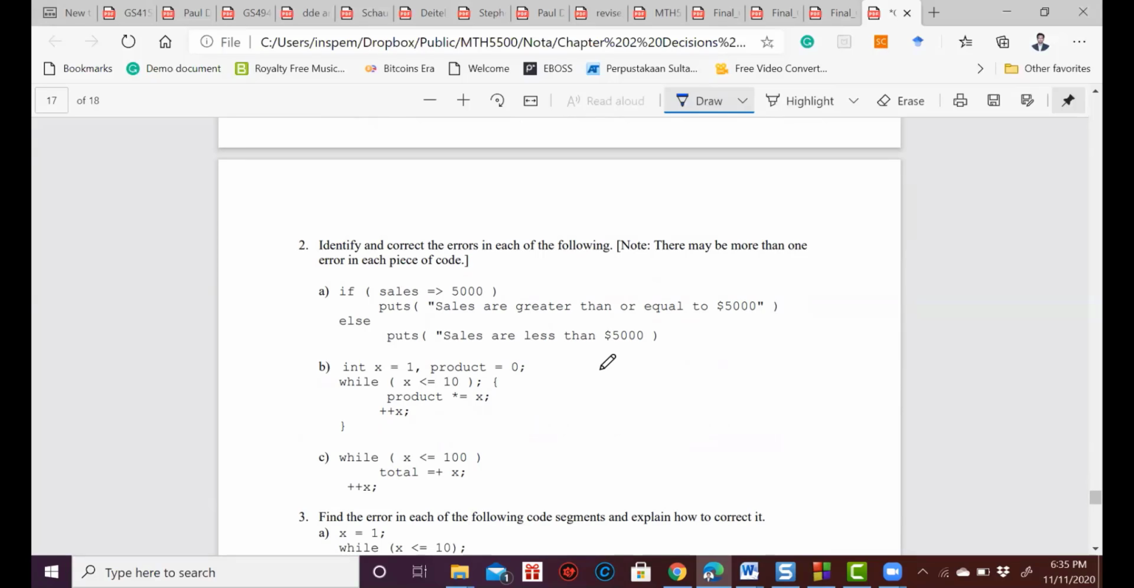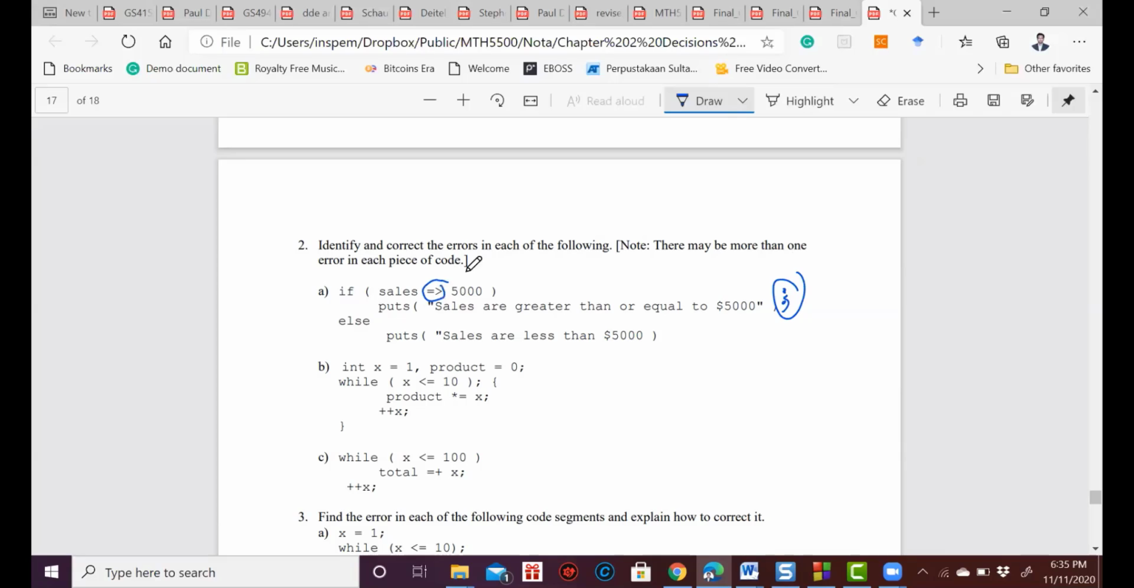Identify and correct the errors in each of the following. There are many. There may be more than one error in each piece of code. A. Okay, now identify what is the error. No semicolon. This is the first wrong. Okay, correct. Next. Greater equal. If it says equal greater, it's supposed to be greater equal. Yeah, correct.